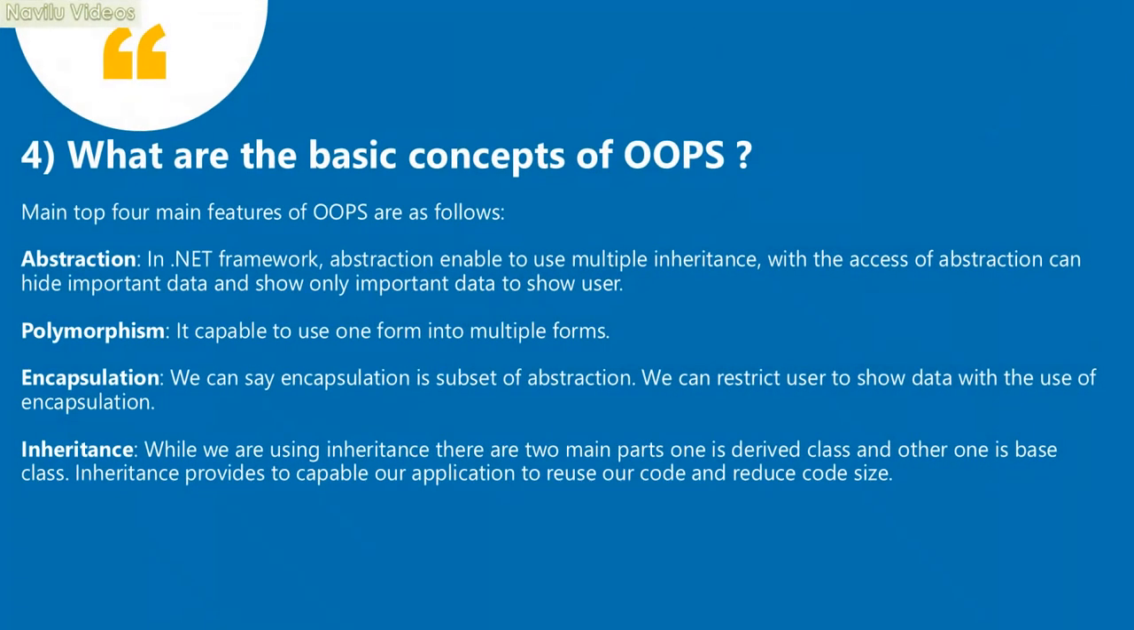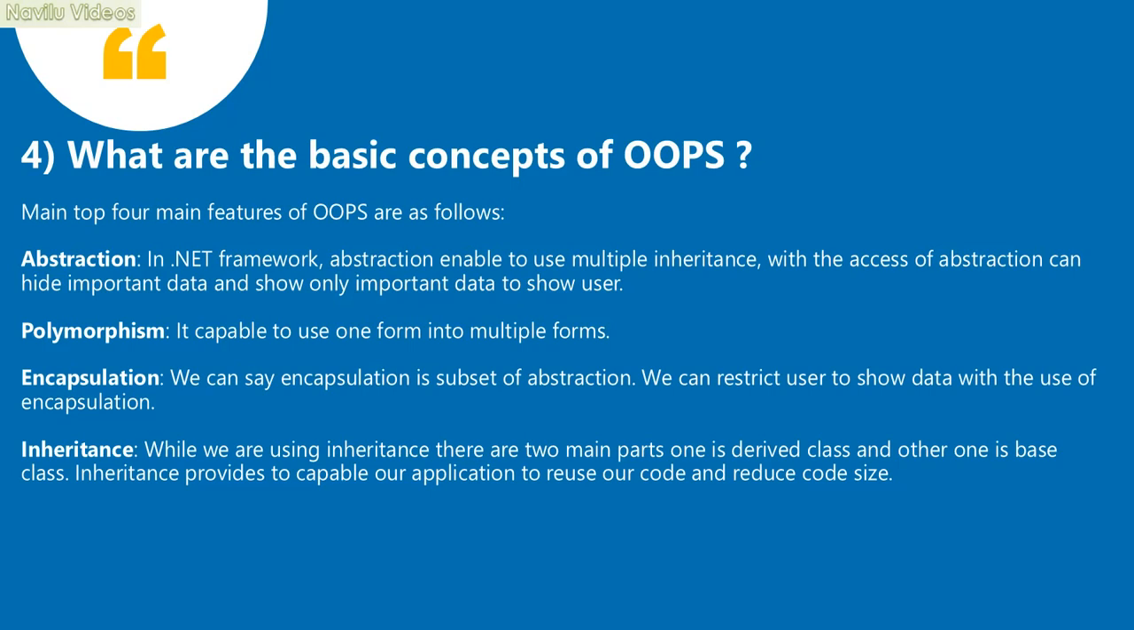Four. What are the basic concepts of OOPS? The 4 main features of OOPS are as follows. Abstraction: in the .NET Framework, abstraction enables the use of multiple inheritance, and with abstraction we can hide important data and show only the important data to the user. Polymorphism: it is capable of using one form as multiple forms. Encapsulation: we can say encapsulation is a subset of abstraction. We can restrict the user from seeing data with the use of encapsulation.